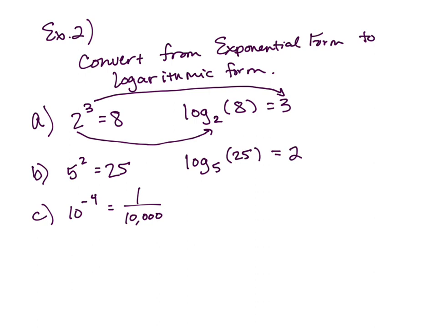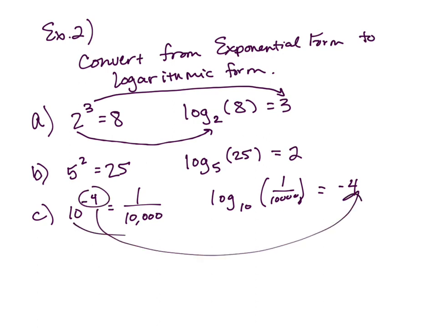We can still convert it though. It'd be log base 10 of 1 over 10,000 equals negative 4. Your exponent is what it equals. The base is the base.